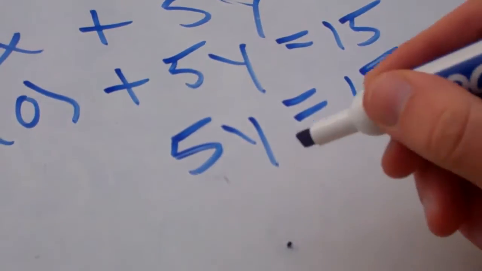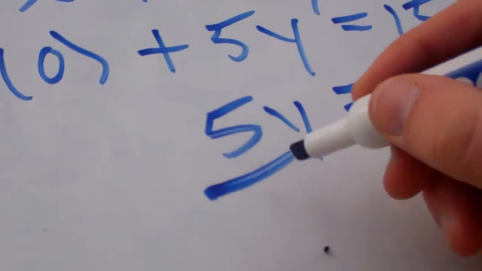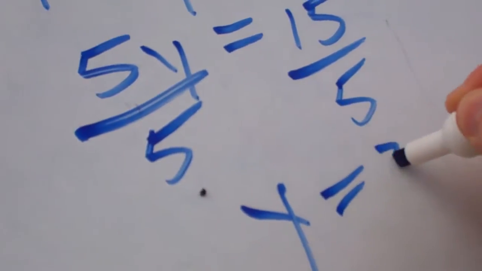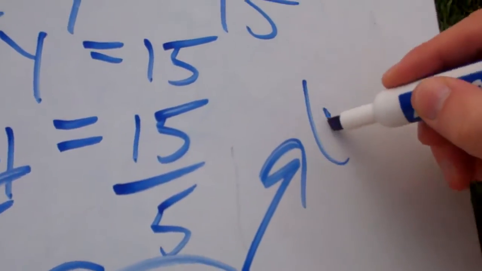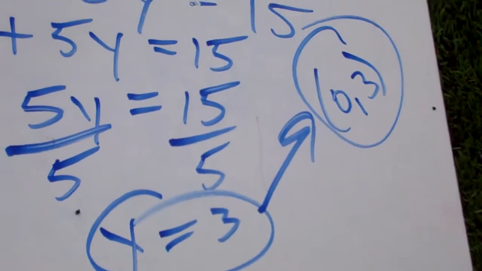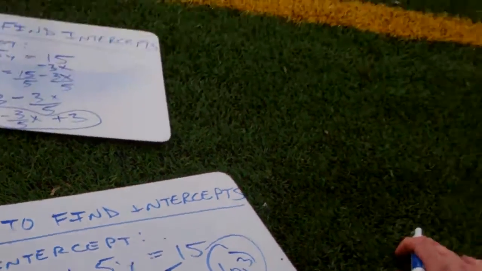5y equals 15. How do I get y by itself? Let's undo this operation of multiplication, and so we need to divide. Y equals 3 as well. So the point where the line crosses the y-axis is (0, 3). There's our y-intercept. So again, you don't have to always get it in slope-intercept form. If you feel more comfortable that way, please do that.